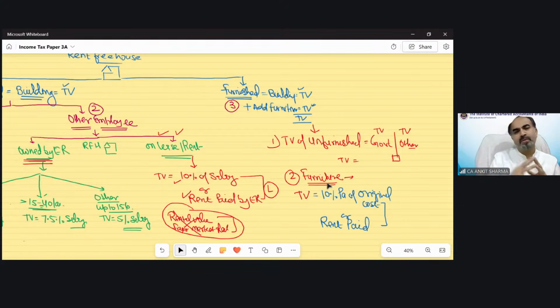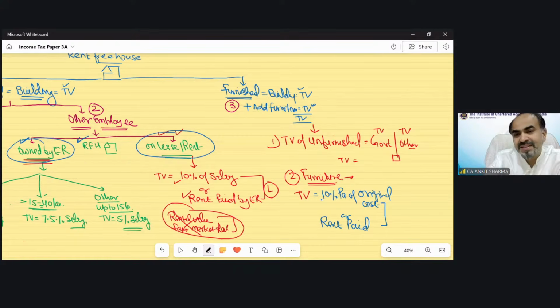Suppose you are an employer and you want to provide your employee furniture. Suppose an air conditioner. You want to provide your employee an air conditioner. Either that air conditioner, in the same way as in the case of rent-free house, we take these as two mutually exclusive situations. Either that property would be owned by the employer or it would be on rent.